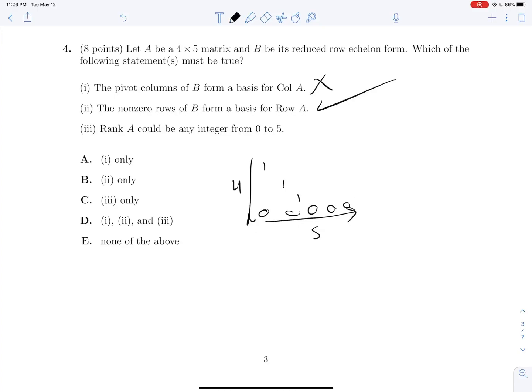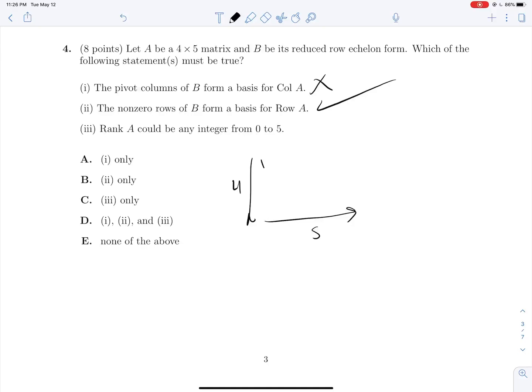So that is in fact true, but for a really weird reason. 3. The rank of A could be any integer from 0 to 5. Well, okay, let's test that. How are we going to fit 5 pivots in here? Let's try. I've added 1 pivot.